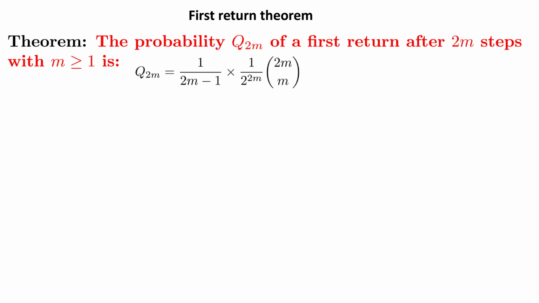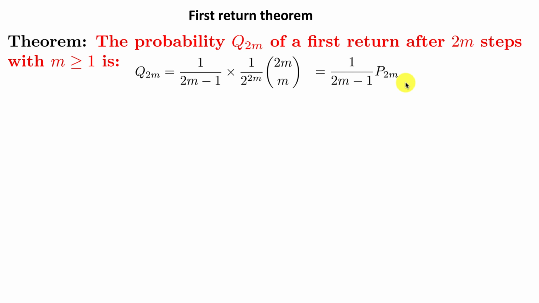Here's the promised formula. The probability Q of a first return after 2m steps, and here, of course, as I said earlier, m has to be bigger than or equal to 1. Well, that formula is over here before you, that Q2m is this thing, which you will recognize as being P2m divided by 2m minus 1. And that, of course, is just this. We will use the theorem derived just a little bit earlier to prove this.